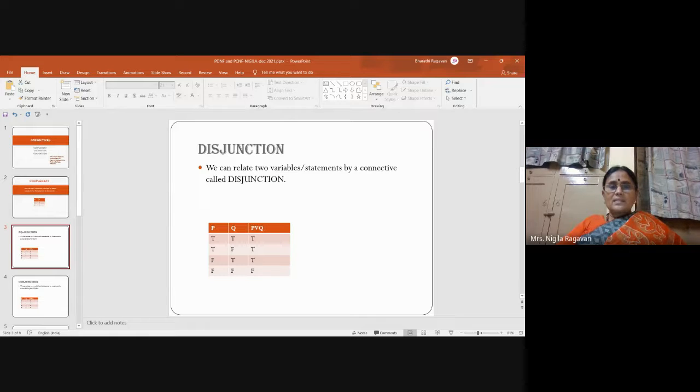Only in the last case, that P is false and Q is false, P cup Q is false. In all the other cases, the first three cases, P cup Q is T. Okay, definition of P cup Q is over. Cup is called disjunction. Disjunction is denoted by cup. Next, we shall see conjunction.